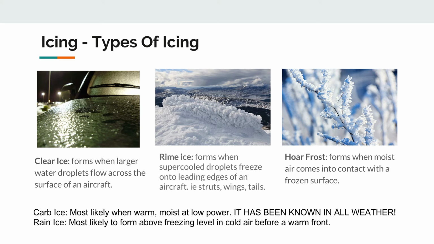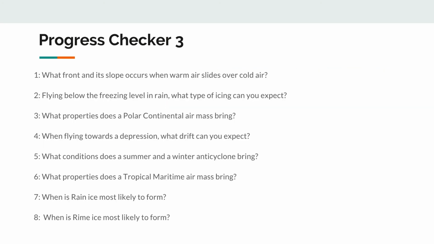Well, carb ice is most likely to form in warm, moist air at low power. However, it's been known to form in all weather, so just be careful there. You always want to be doing carb checks every 20 minutes or whatever your instructor says, but just be aware of it in all weather. It has been known in all weather, but it's most likely to form in warm, moist air at low power settings. So the final progress checker before we combine everything into some real world situations. I'll just let you pause the video now.